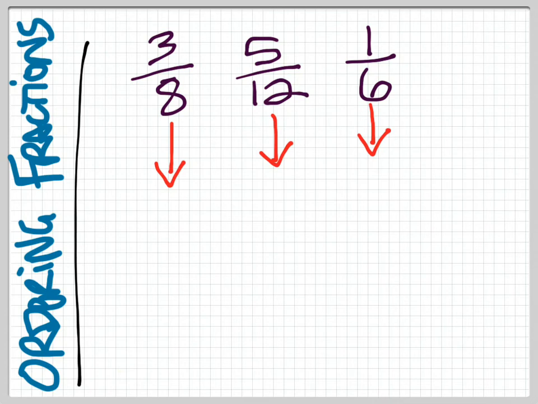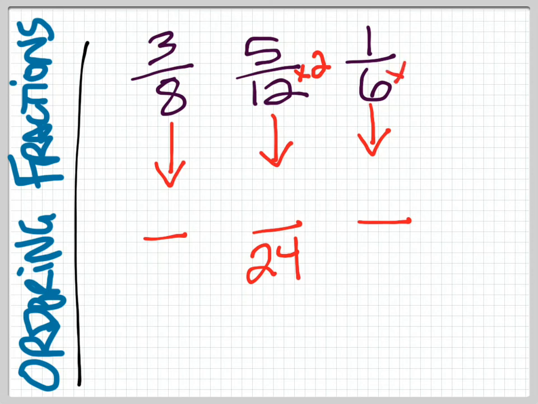Now what you're going to have to do is figure out what you can turn an 8 into that you can also turn a 12 into and a 6 into. Probably the best way to start this is to work with the 12 because it's the biggest. Can I double the 12? Sure. If I double the 12, I'm going to get 24. Can I turn a 6 into a 24? Yes. Can I turn an 8 into a 24? Yes. So, let's turn the 6 into a 24. 6 times 4 gives me 24. Let's turn the 8 into a 24. 8 times 3 gives me 24.